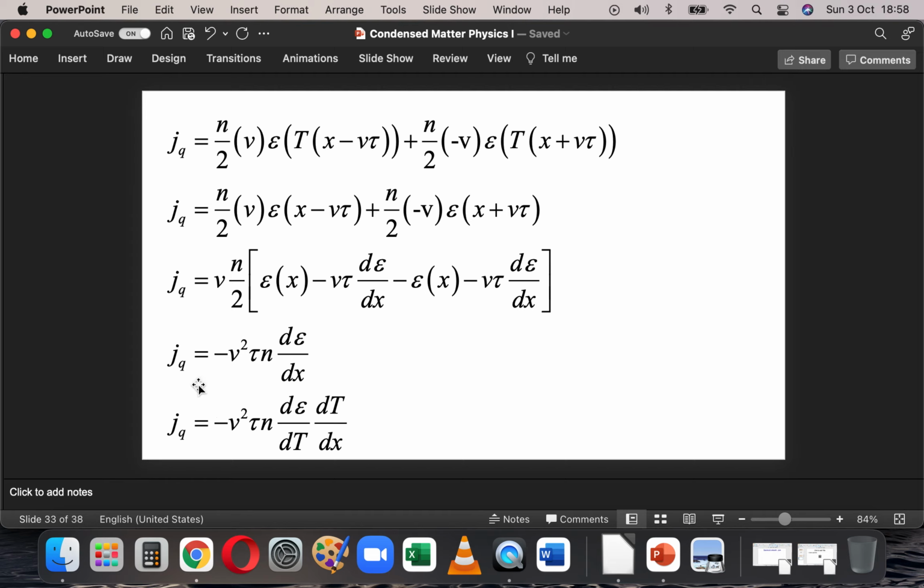And if I simplify, I'll get this expression, and I now have dE by dx, but I can replace this as dE by dT into dT by dx, and that brings back the thermal gradient into the expression. The thermal gradient is necessary, because this dE by dx is something I cannot calculate in an experiment. So I replace that by this product.